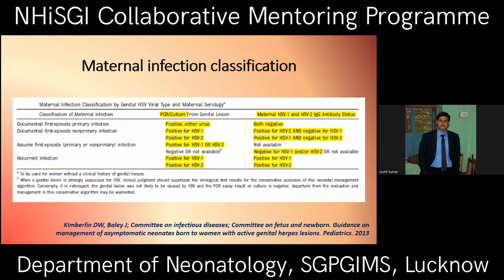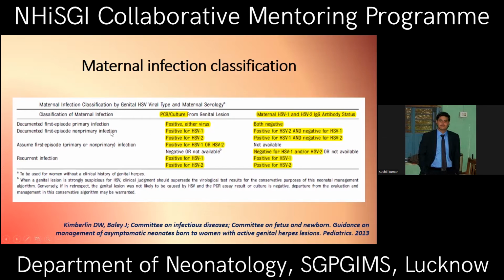So the PCR culture from the genital lesion is positive for either virus, that is, it can be either HSV1 or 2, but the antibody status is negative, that is, she is serologically negative, confirming that this is the first exposure of the mother to this virus. So this constitutes our primary infection.